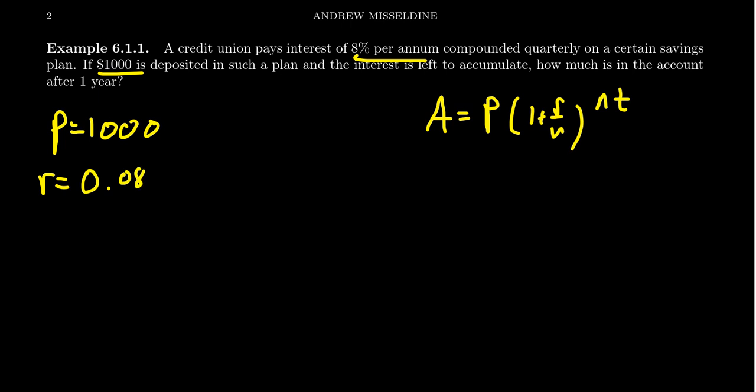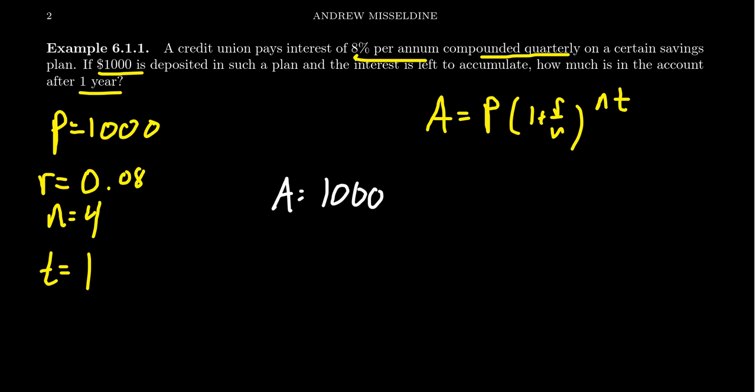n is going to be the number of compounds, which we see is compounded quarterly. Like we mentioned on the previous slide, that means n should equal 4. And then the last thing to determine is t, which equals years. We want to invest for 1 year, so t equals 1. So then we just have to compute A by plugging in these values.